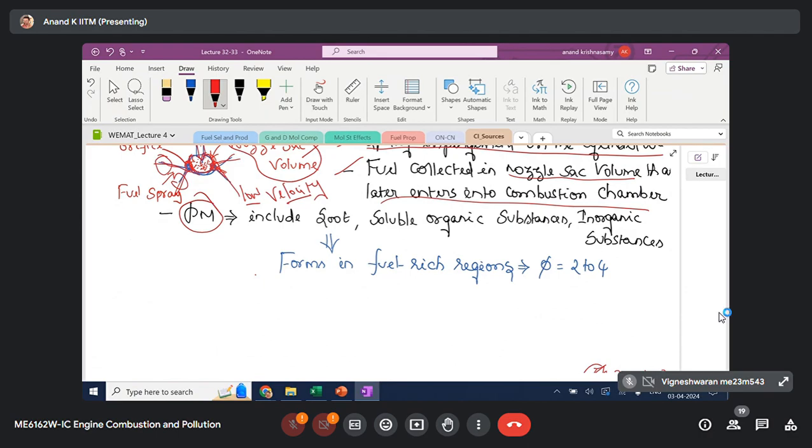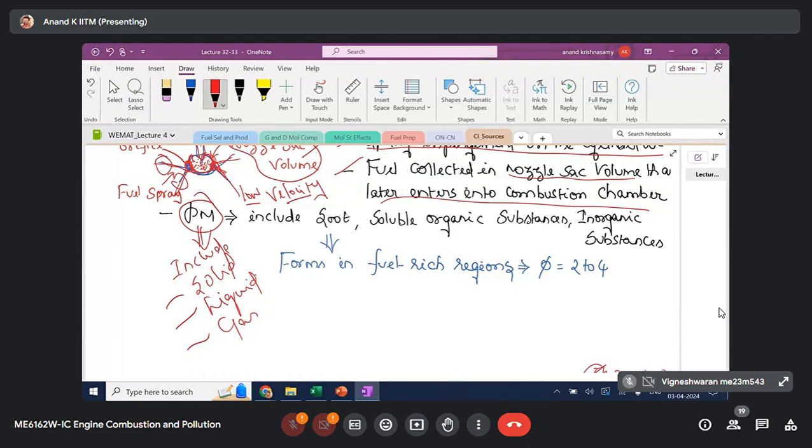Why I say most complex pollutant is the composition of the particulate matter is not well characterized even today. Even today, we don't know the exact composition of the particulate matter. Some of the species are unknown. So that's why I say that this pollutant, particulate matter, or simply particulate, is one of the most complex pollutants emitted from IC engines. It consists of all three states of matter. So this includes solid, liquid, gas phase. All three states of matter are present in this pollutant.